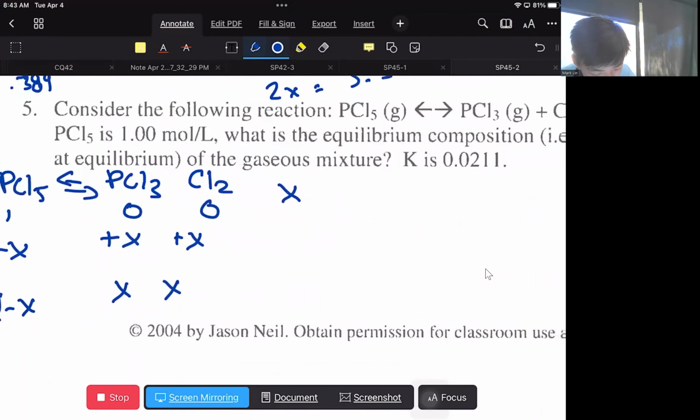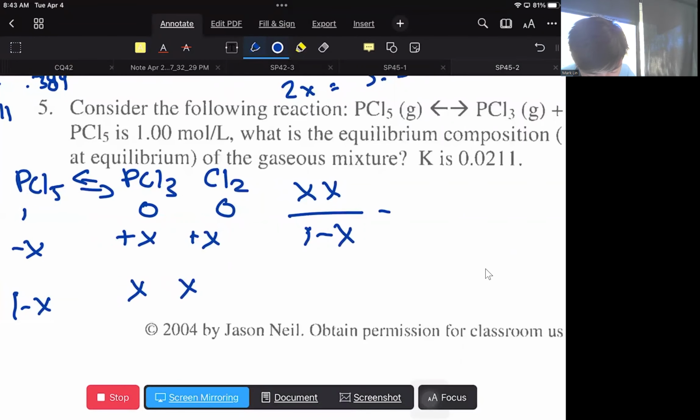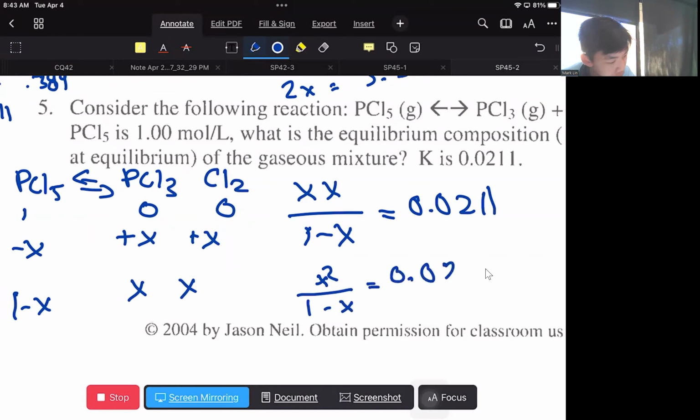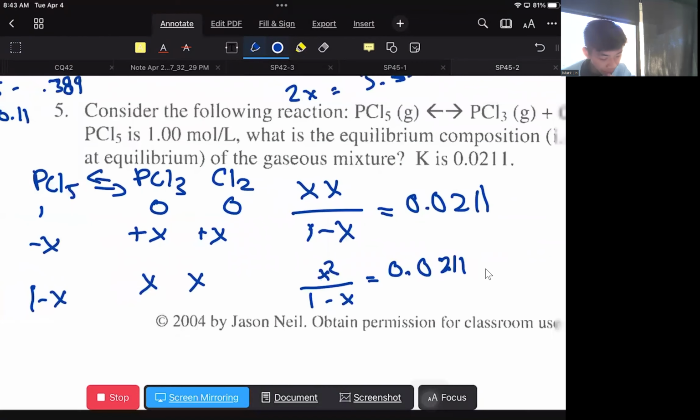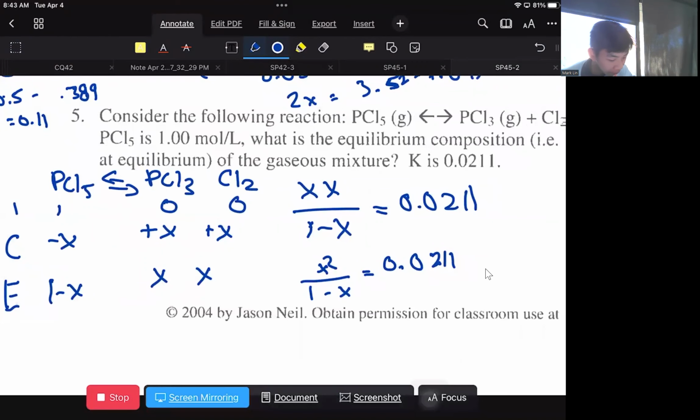It's going to be products over reactants, so x times x over 1 minus x equals 0.0211, right? This is also known as x squared over 1 minus x equals 0.0211, right? You multiply both sides by 1 minus x. Oh, this is another one of those problems where you can actually get rid of the x.